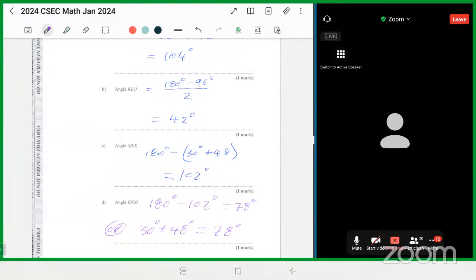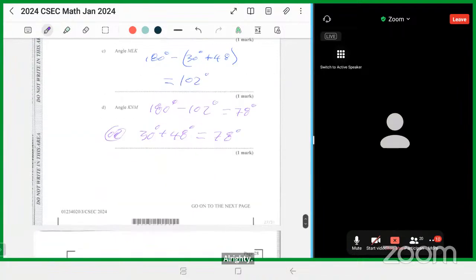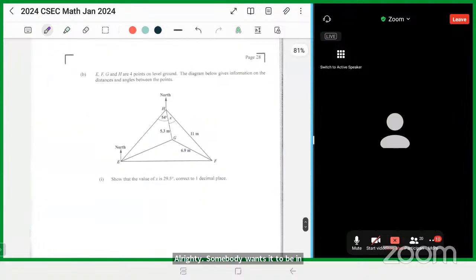All right, ready? So somebody wanted the bearing question on this paper, right? Yes. Right here.